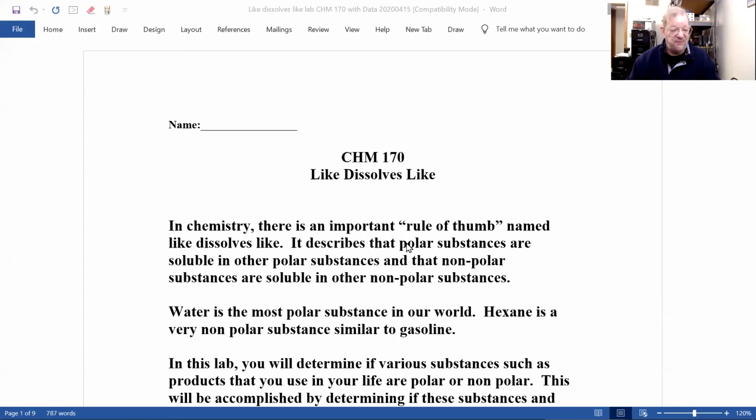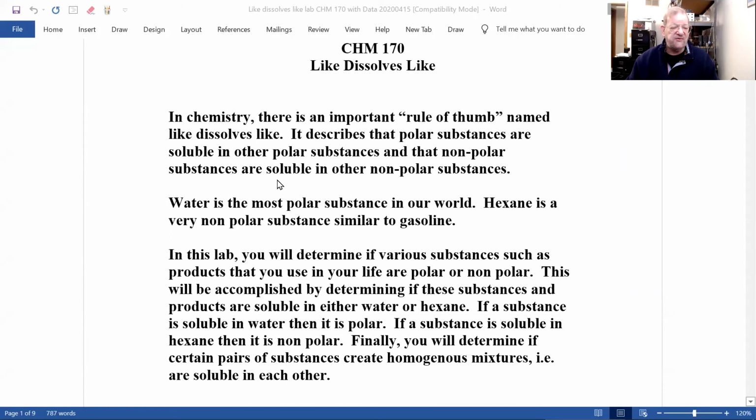In chemistry, there's an important rule of thumb. That means it's not a law. A law is always true. A rule of thumb is mostly true. And it describes that polar substances are soluble in other polar substances, and nonpolar substances are soluble in other nonpolar substances. Now, in our universe or world, water is the most polar substance, period. Water. Now, today's lab, you would be using hexane, which is nonpolar, which is similar to gasoline, which is nonpolar.